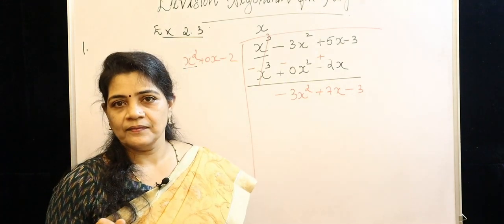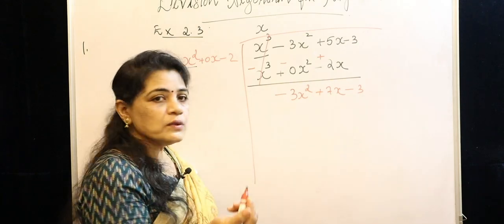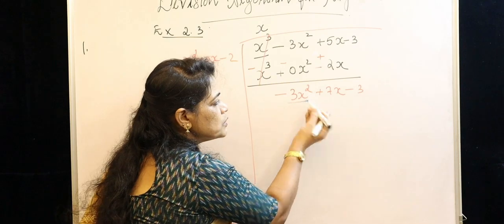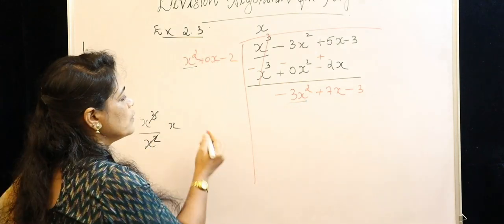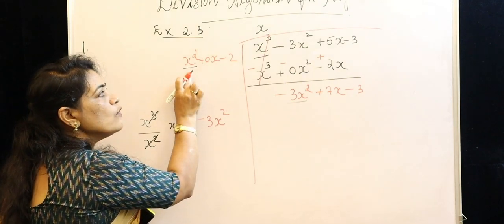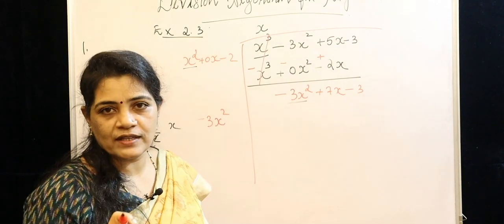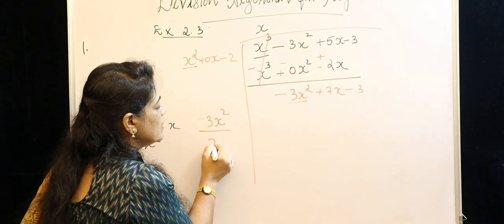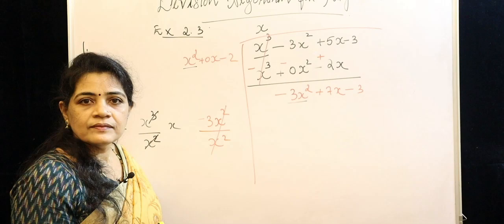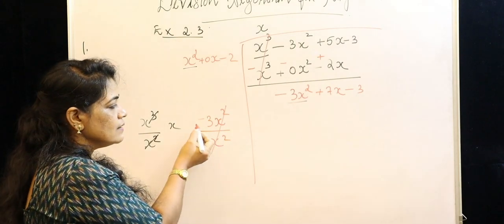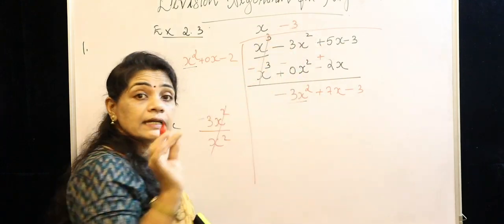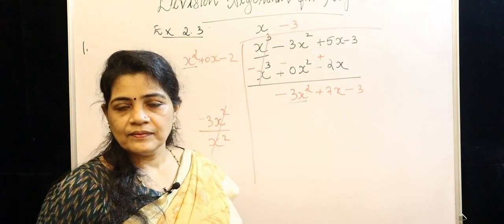That is the condition. Okay, so in order to continue, you consider the first term of this new expression, minus 3x square. Divide this minus 3x square by always the first term in the g of x, that is x square. Okay, now what happens, children? X square gets cancelled. So the coefficient of x square, that is minus 3, is alone there. So minus 3 is the second term in q of x.